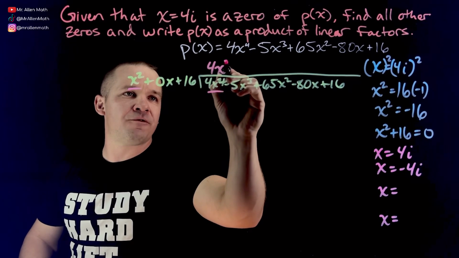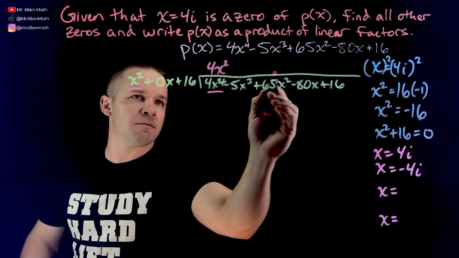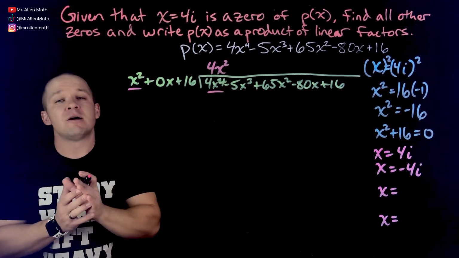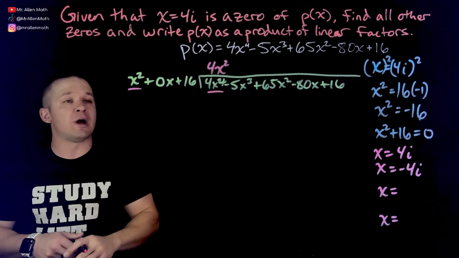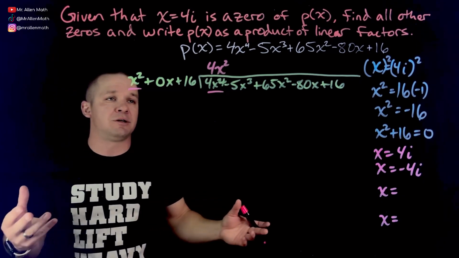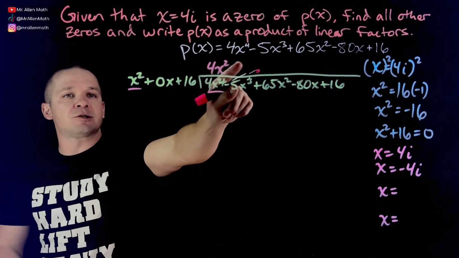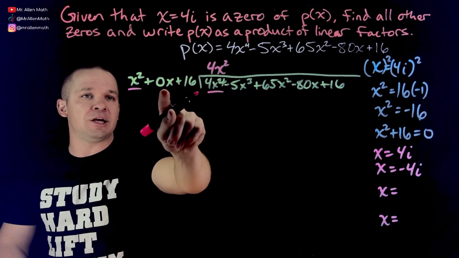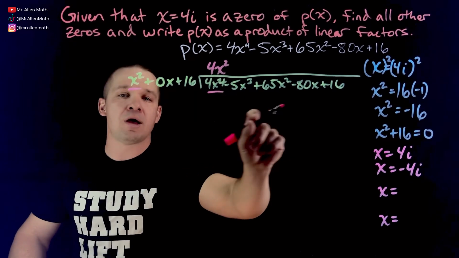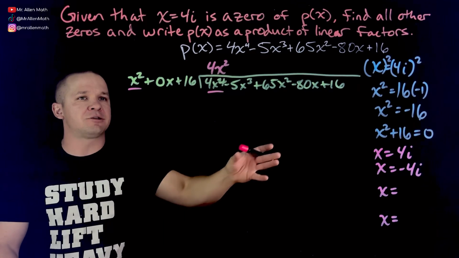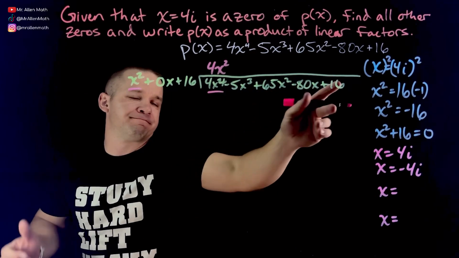Now, some folks like to put this over the squared term. Some put it over here. I don't really care. Just make sure you're organized in some way, shape, or form, or do whatever your teacher asks you to do. Then I'm going to take this 4x squared and multiply it through each one of these and write them below their like terms. This is where lining up your like terms really matters.